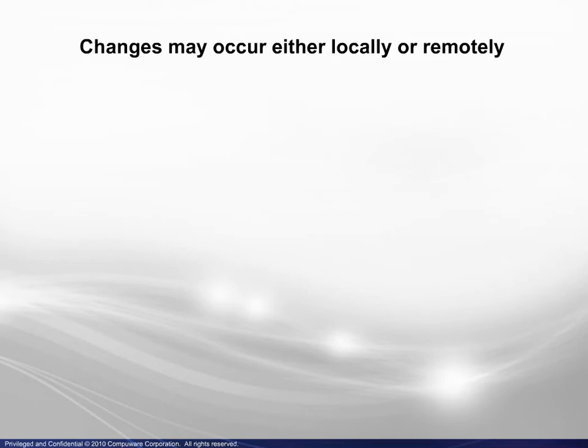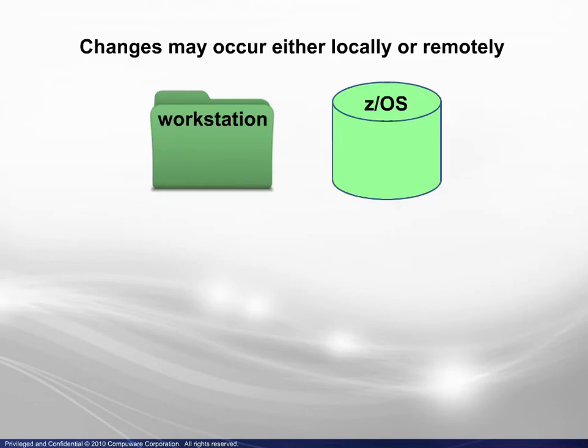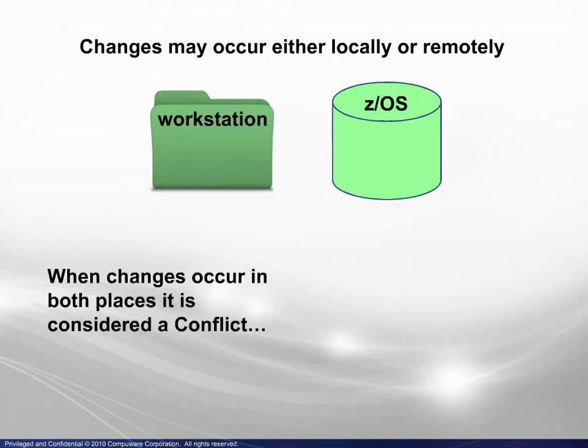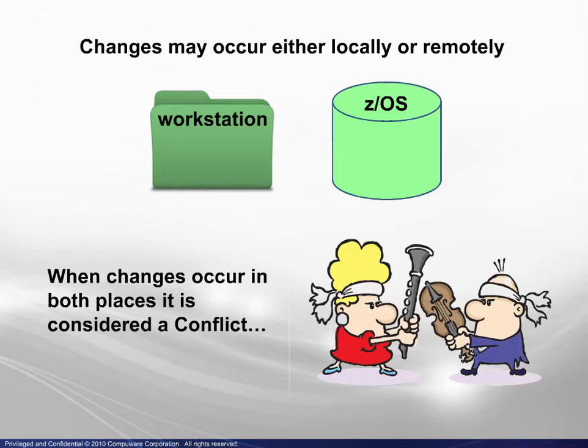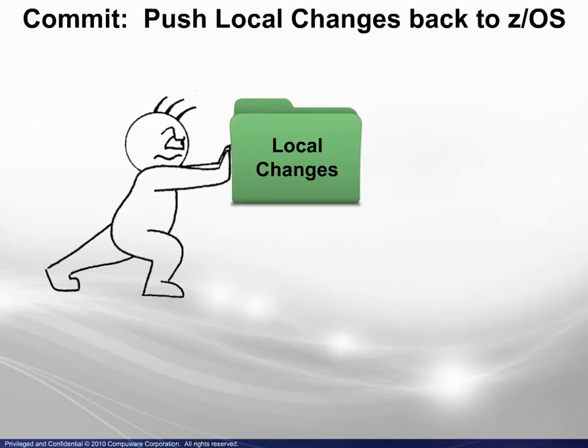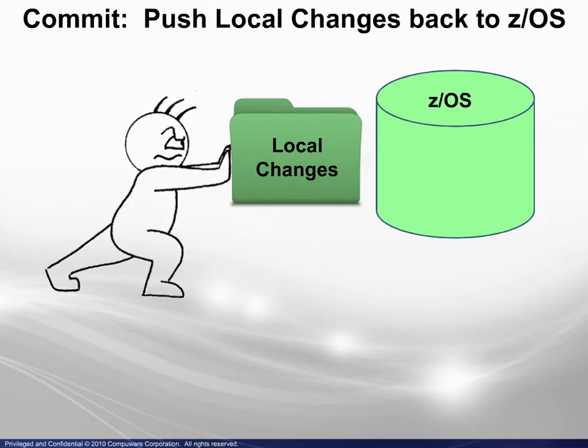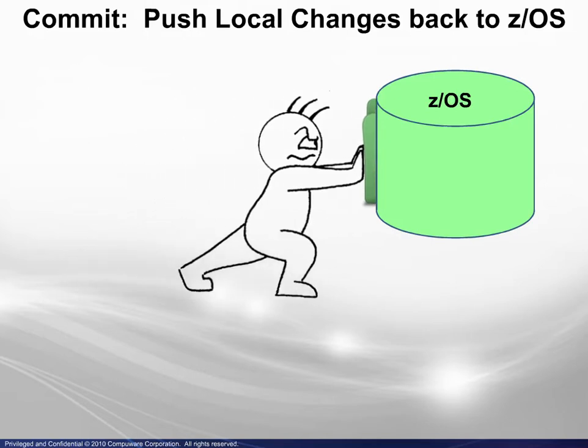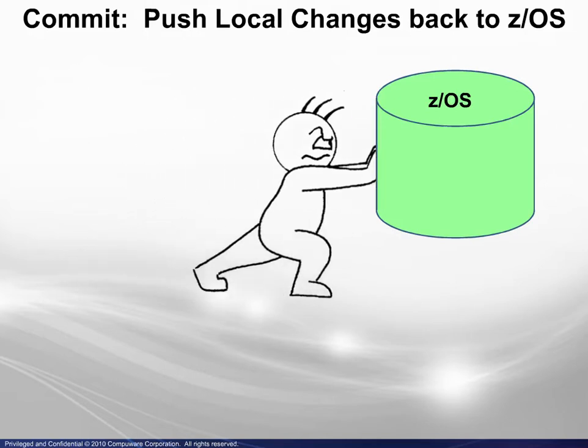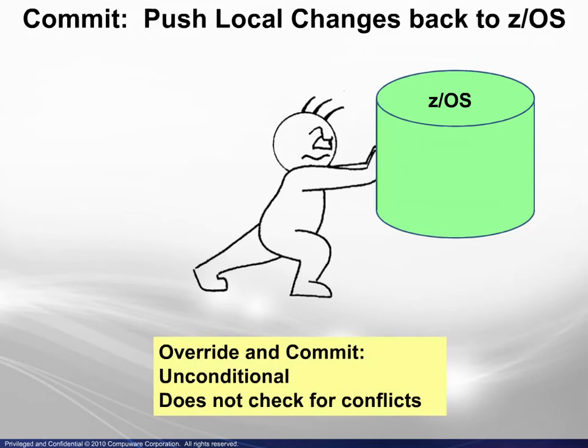Changes may occur either locally or remotely. When changes occur in both places, it is considered a conflict. To commit is to push local changes back to ZOS. Also available is the override and commit option. This is unconditional and does not check for conflicts.